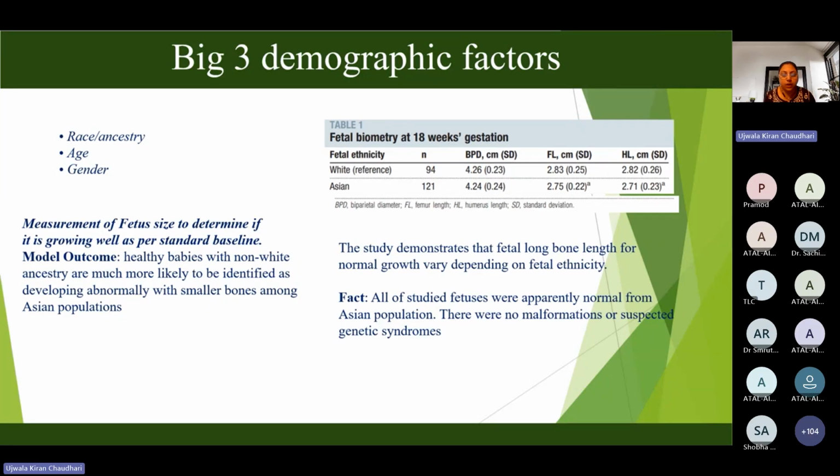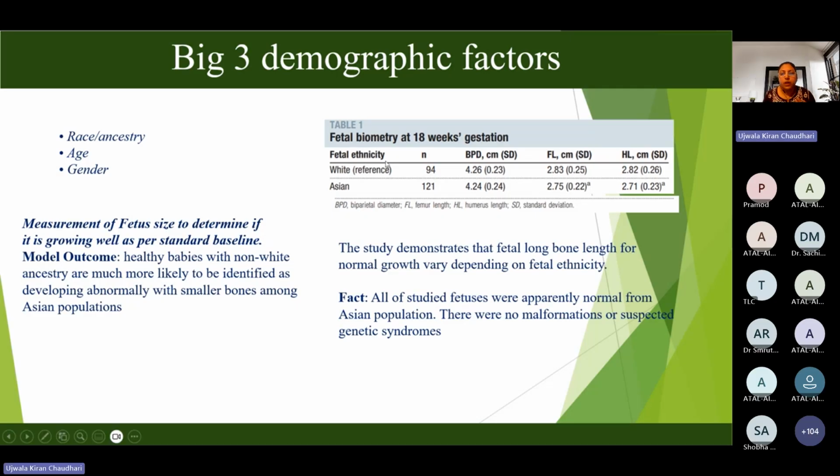It has been observed that the fetus has been declared as abnormal, but then after delivery, it is observed that in all those studies where it was declared abnormal, all those fetuses appeared normal after delivery, and there is no malformation or suspected genetic syndromes observed for those babies.